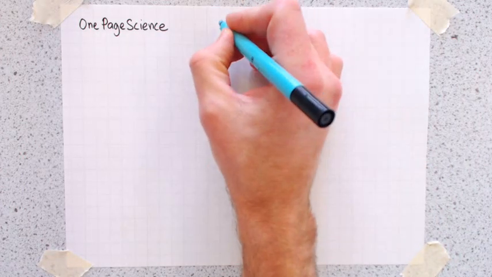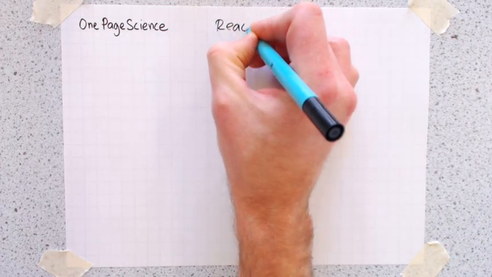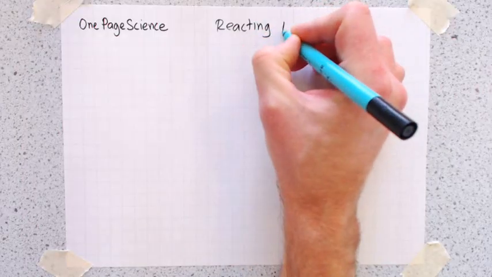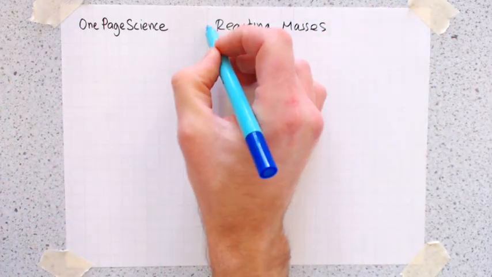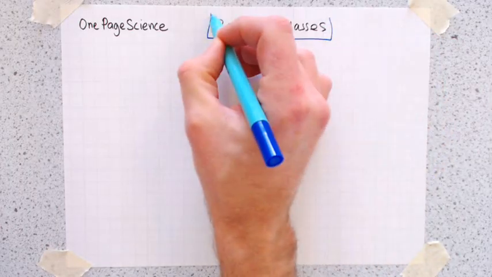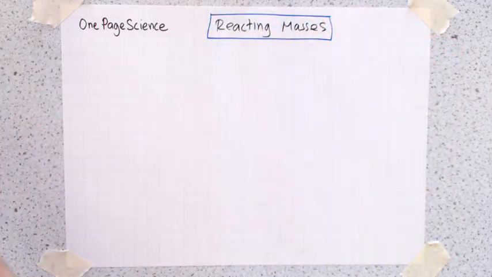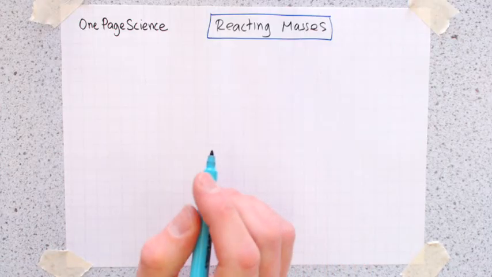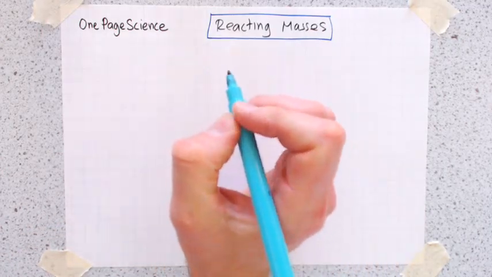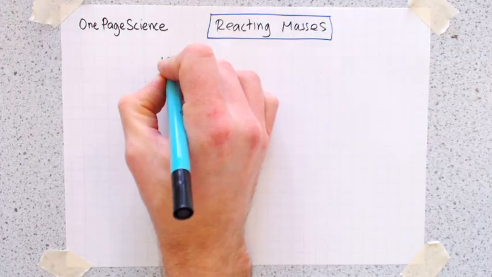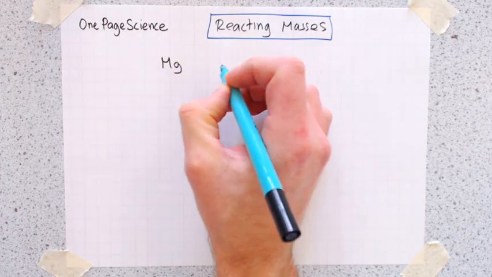Okay, so in this video we're going to look at something called reacting masses. This involves using a balanced symbol equation and your knowledge of moles and mass to work through a problem to work out how much product you've got or how much reactant you need, or various questions you might be asked. The first thing you need is a balanced symbol equation. Generally in an exam this will be given to you.